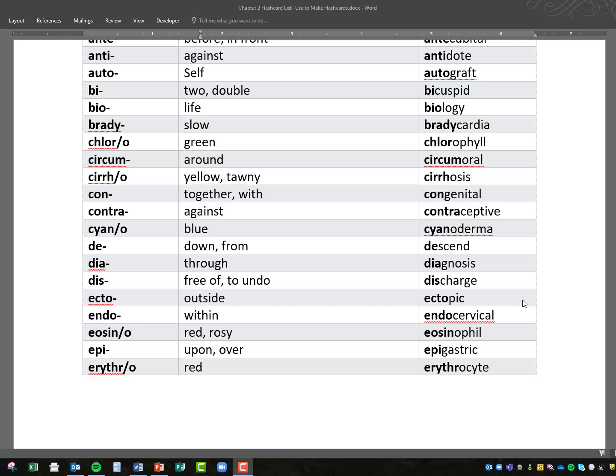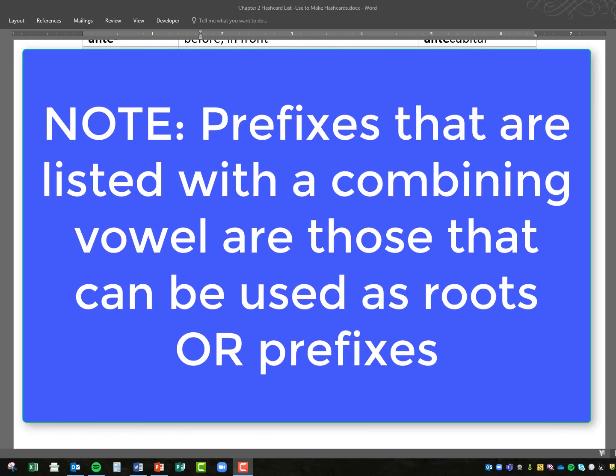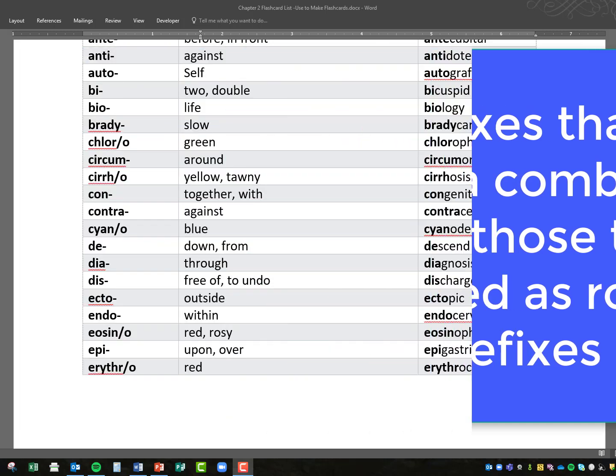D, down, like descend. Dia, through, like diagnosis. Dis, free of or to undo. Now, do not get dis confused with dys. Dys is painful or difficult. We will probably come across that prefix later on in a system chapter.